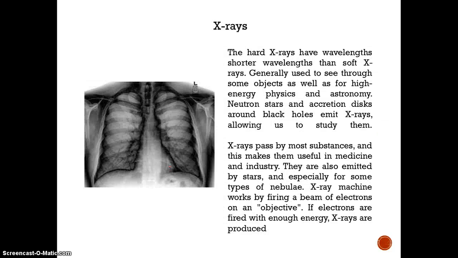X-rays. Hard X-rays have shorter wavelengths than soft X-rays, and are generally used to see through some objects, as well as for high-energy physics and astronomy. X-rays pass through most substances, and this makes them useful in medicine and industry. They are also emitted by stars and especially by some types of nebula. An X-ray machine works by firing a beam of electrons at an object. If electrons are fired with enough energy, X-rays are produced.